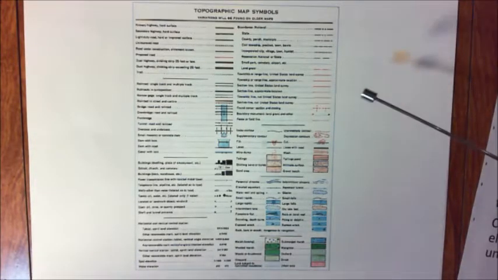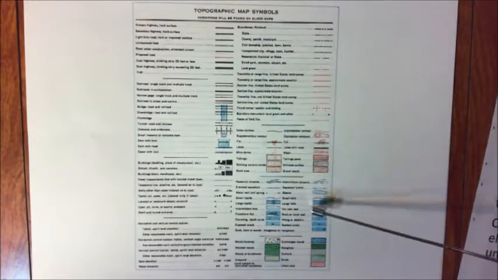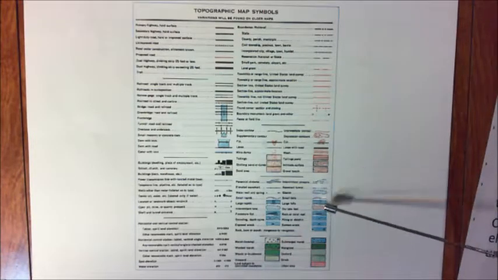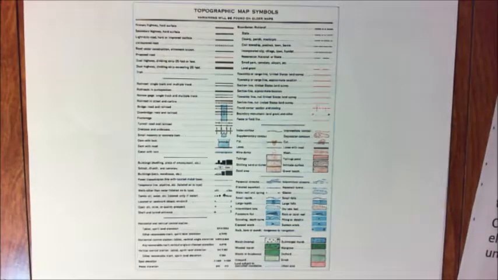Again, you would not know what a lot of these are by just looking at them on the map. You've got to look at the index. That's the whole point.